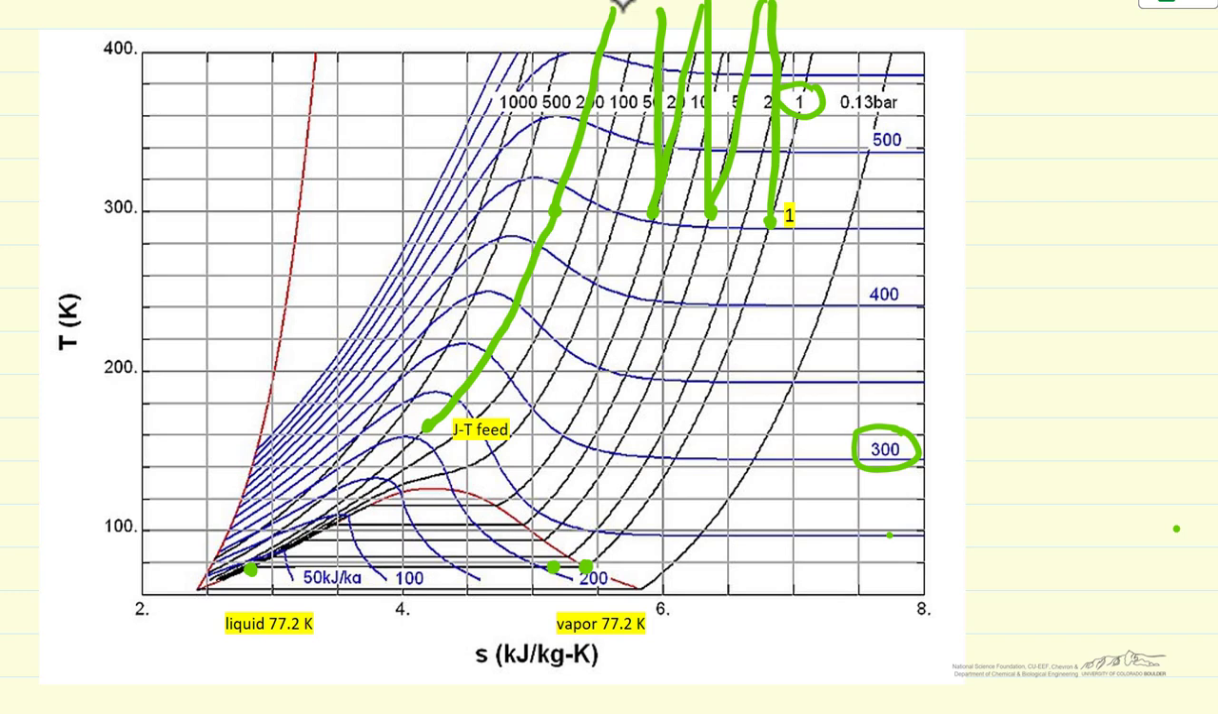And so now we're going to go through the Joule-Thomson expansion. This is constant enthalpy, so it's along one of these blue lines, and where it would be is about here. We end up in the two-phase region. So that means we have liquid at 77 Kelvin. That's what we're interested in. We have the vapor at 77 Kelvin that we're going to send through the heat exchanger to bring it back up to 294 Kelvin, and we start the process over again.